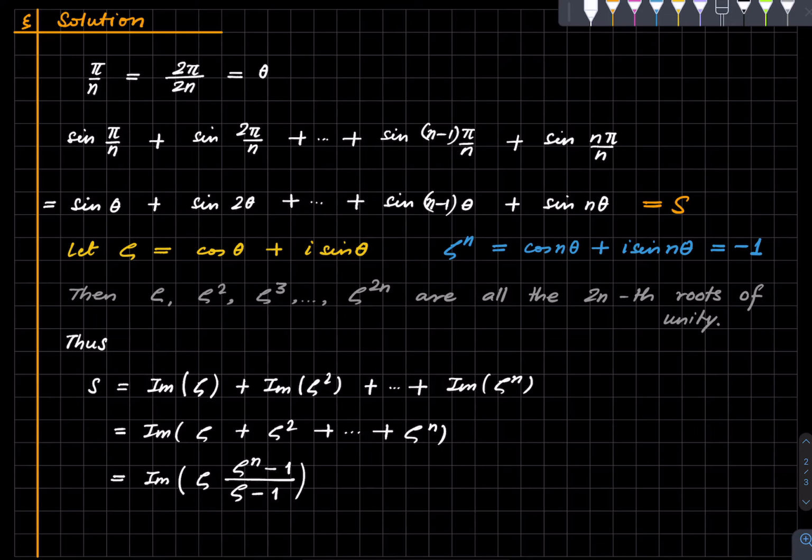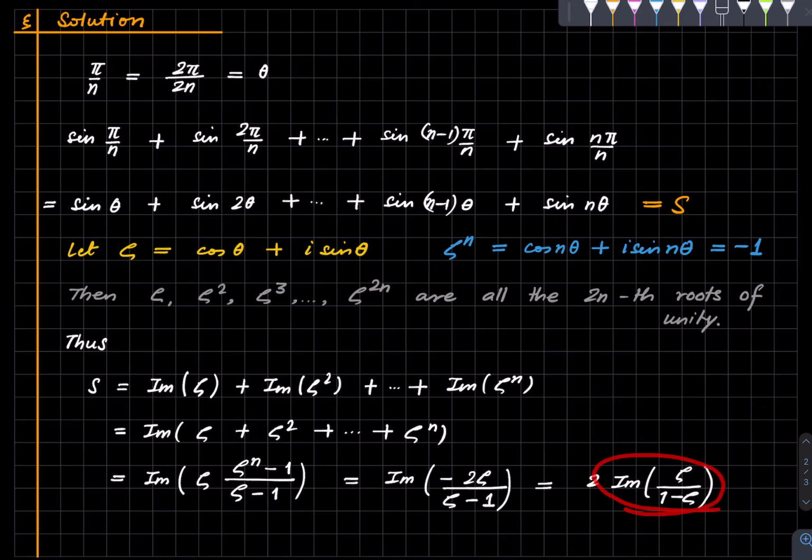So that's that. And therefore, this is equal to the imaginary part of minus 2 zeta divided by zeta minus 1. Or we can also write this as twice the imaginary part of zeta divided by 1 minus zeta. So this is basically what we want to compute. So how do we do that? And the rest is just basic algebra, sort of, or trigonometry.